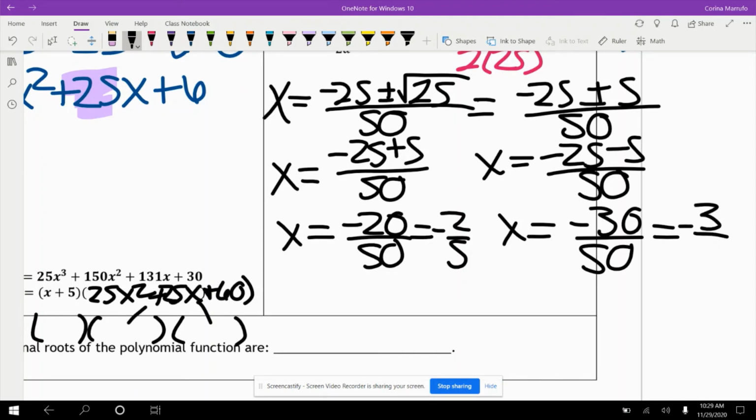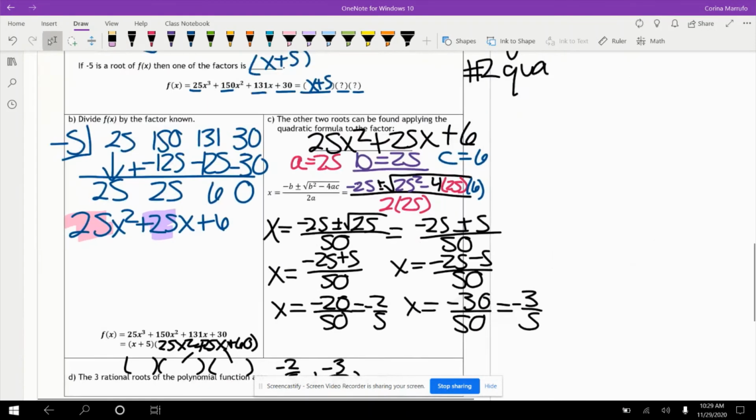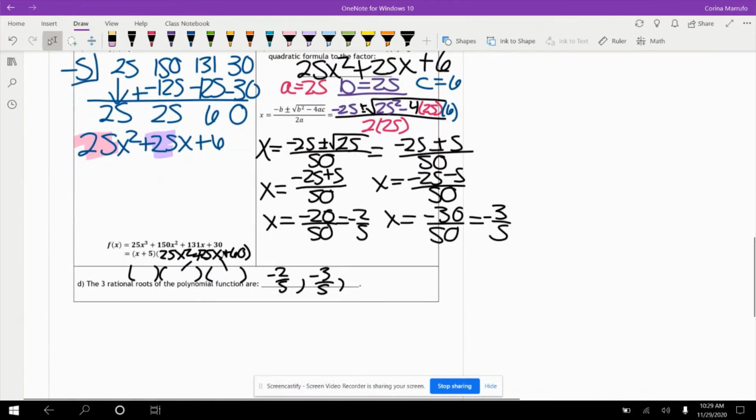So now the three roots of our polynomial are negative 2 over 5. The other one's going to be negative 3 over 5. And the last one is going to be the one they gave us, which was negative 5. And that's it.